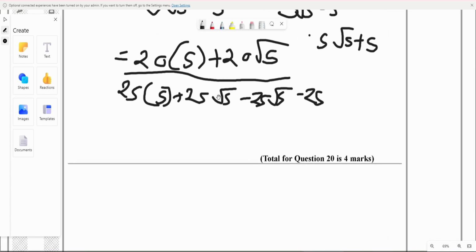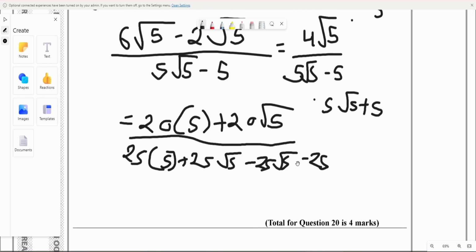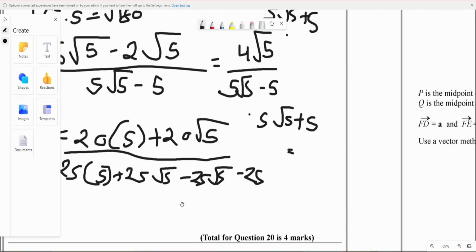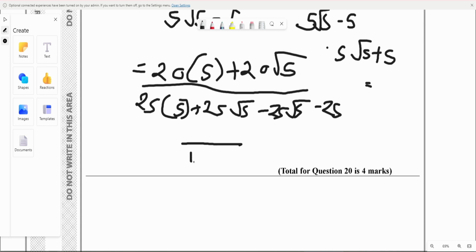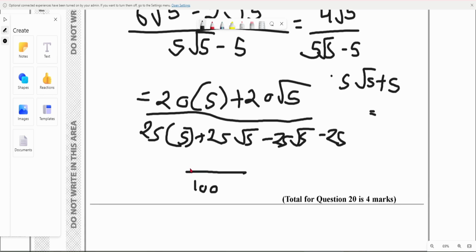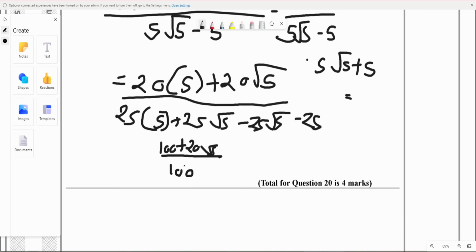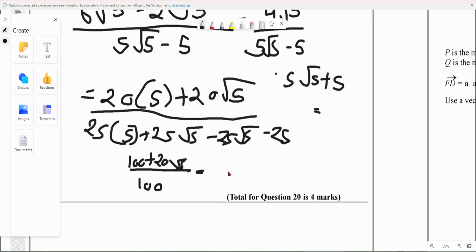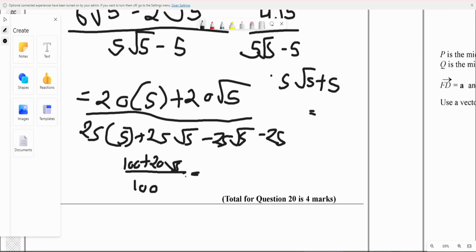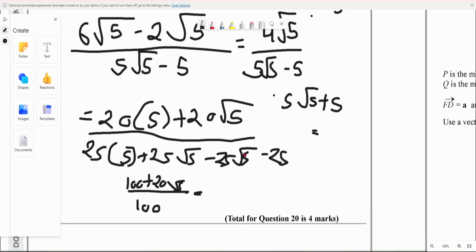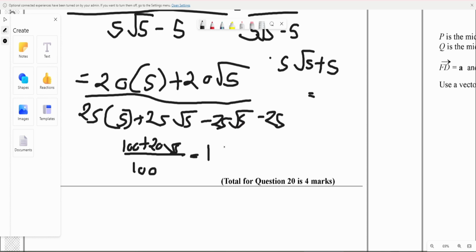Doing that, it's going to give us 100 on the bottom and 100 plus 20 square root of 5 on the top. Because we have one term at the bottom, we're just going to get 100 divided by 100 plus 20 square root of 5 divided by 100. We're then going to get 1 plus square root of 5 divided by 5.